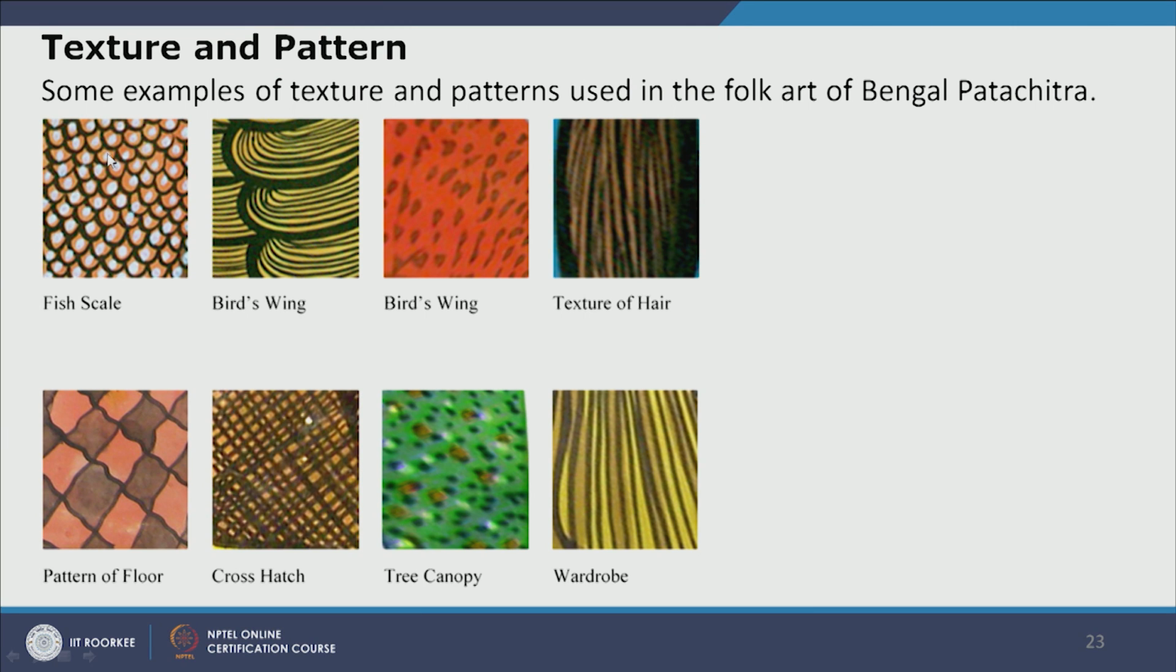So here we have some examples of pattern and texture. These examples are taken from a Bengal Patachitra, and the photographs are taken from Moyna Chitrakar's different paintings. The first one is a fish scale, which has a regular repetition of the same design motifs. So it can be a pattern. But here we can see the texture of hair and the texture of a wood wardrobe. These are actually textures, not patterns, so the repetitions are not so regular.